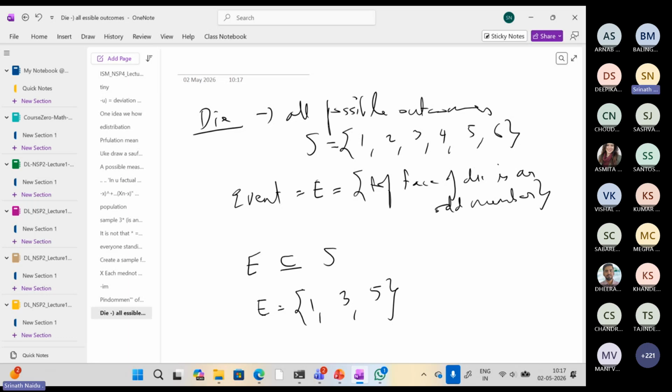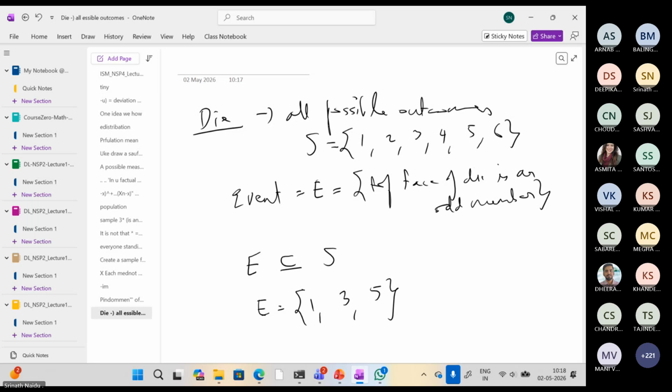Now, if I toss a die and then say, does event E occur? I'll say that event E occurs when one of the elements in event E is the actual outcome of the experiment. So I tossed a die, and I saw that 3 appeared at the top. So I say event E occurs, event E being that the top face of the die should be an odd number. If the outcome is 5, I say that the event E has again occurred. If the outcome is 1, then I say the event E has occurred.